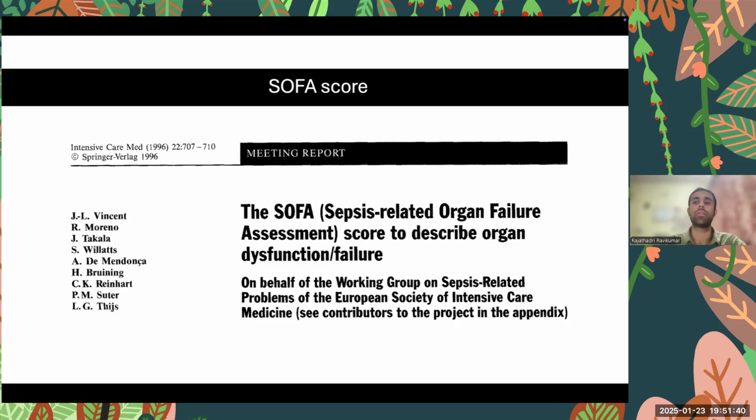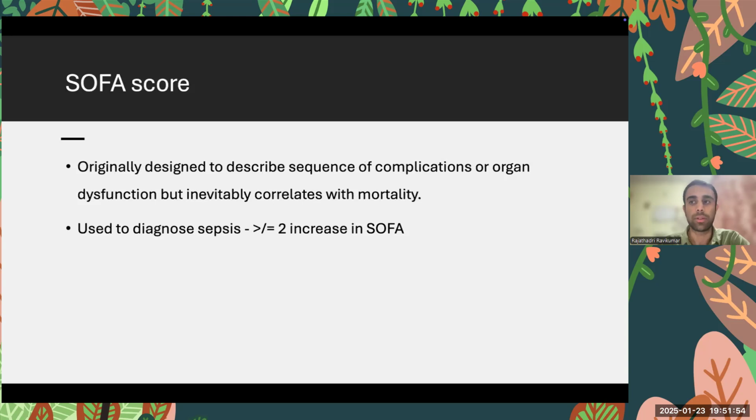The first score came in 1994, although the paper got published in 1996. The SOFA score was made in 1994. Then the team led by J.L. Vincent modified it to give us the SOFA which we are using currently. Originally designed to describe the sequence of complications or organ dysfunction, inevitably it correlates with mortality. We already discussed this. It is used to diagnose sepsis.